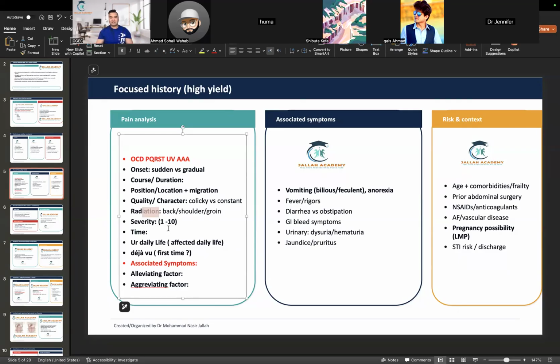So radiation of the pain helps you pinpoint or come up with the right diagnosis. That has to be asked. Severity: again, on a scale of 1 to 10, you have to know if it is very severe, so you can share your empathy with the patient and offer a painkiller. Time: what time of the day? Does it happen in the morning? Does it happen at lunch? Is there a specific time that it happens? It really helps.